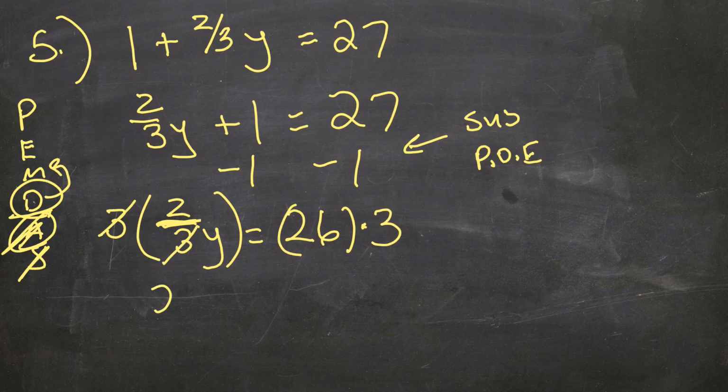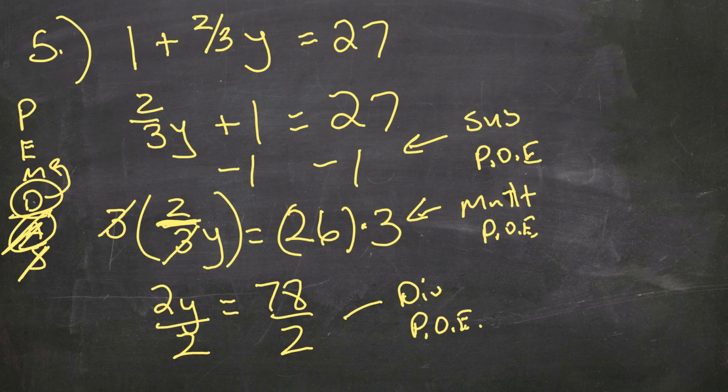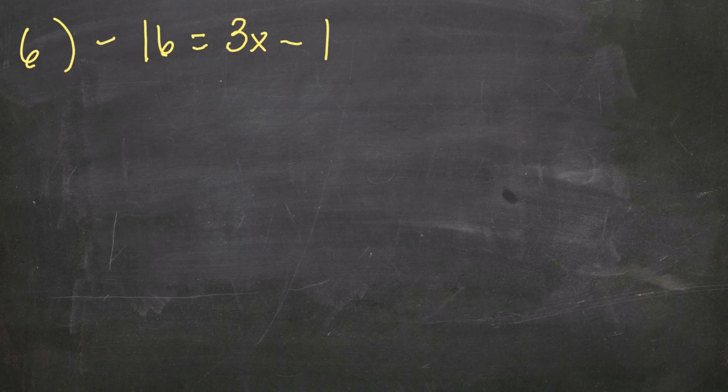The 3's cancel on the left. I end up with 2y equals 78. Divide by 2, divide by 2. That's our multiplication property of equality. There's our division property of equality. And I get y equals 39. Now I'm going to check my work. 1 plus 2/3 times 39. Does that equal 27? And it works. So that's good.